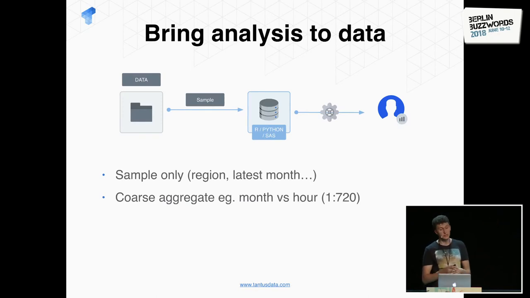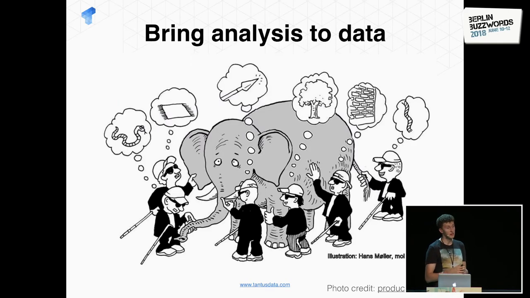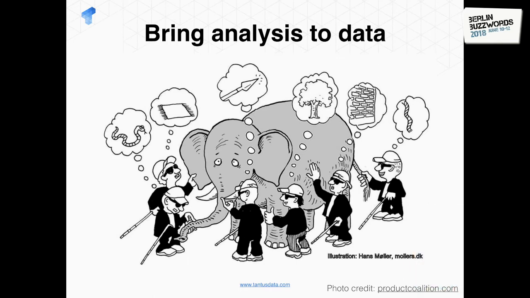So the traditional approach is that you take the data from the source, you move it to maybe some R server or to your local machine, you do the analysis and you get the result. But if you have a large data set, you have to limit it. You have to either take a sample of your data or an aggregate of your data set. And that means you might end up with the blind men and an elephant problem. A few blind men are touching an elephant, and they get a completely different idea about what an elephant is. And something very similar might happen to your data if you're looking at just a limited data set.